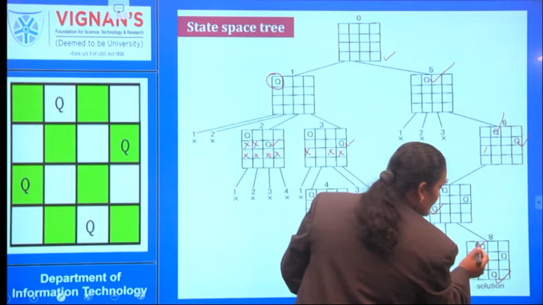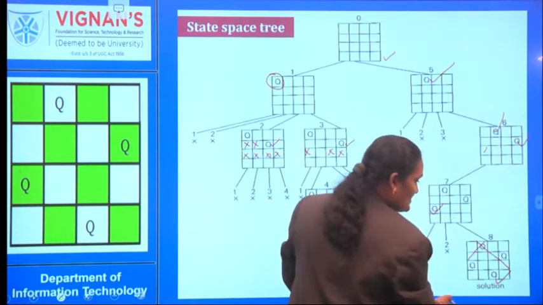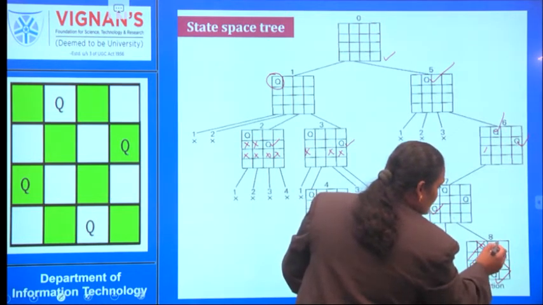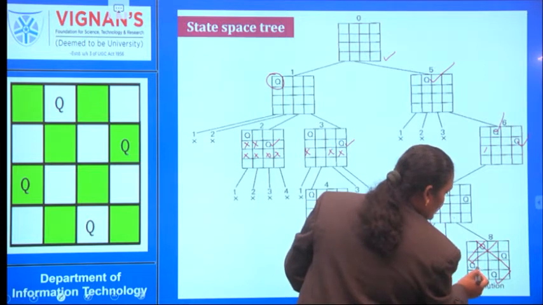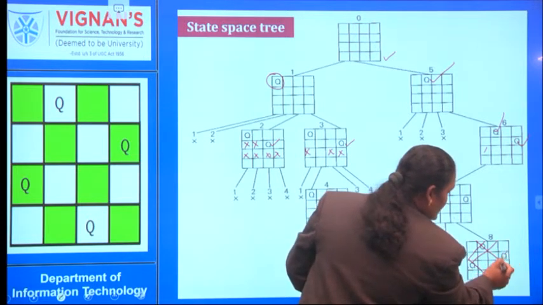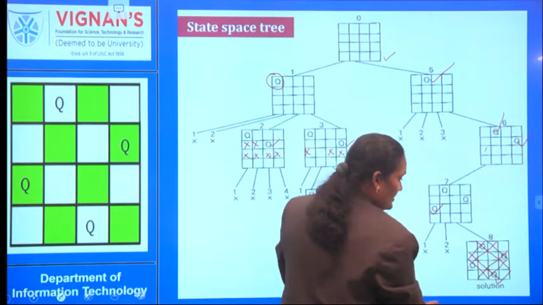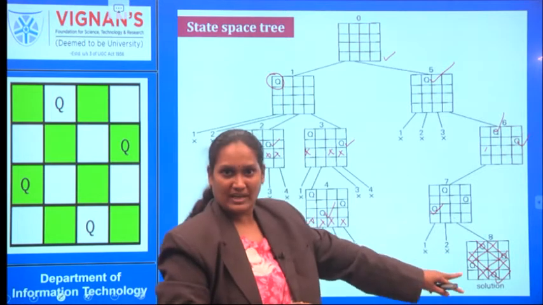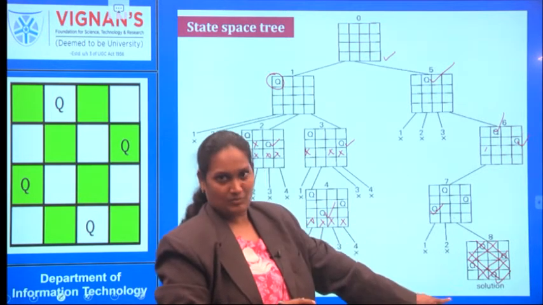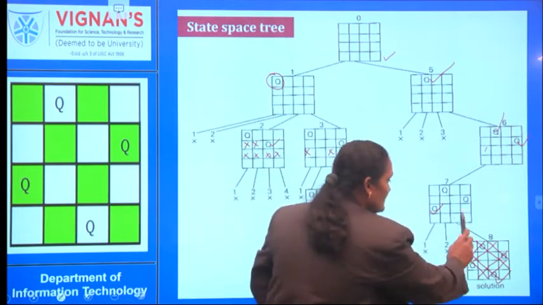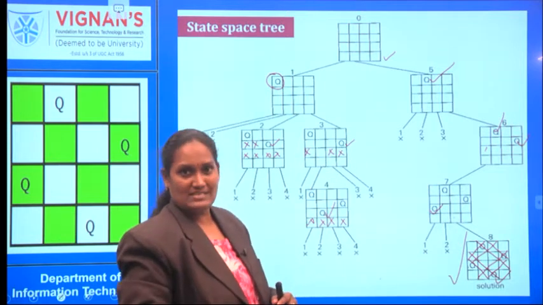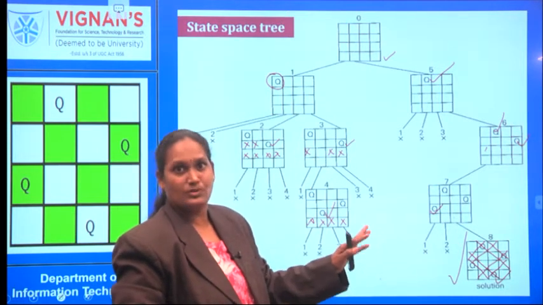Here, this is the diagonal of this queen, and this gives the diagonal of this queen, and this gives the diagonal of this queen, and this gives the diagonal of this queen. No two queens are on the same diagonal, same row and same column. So, this gives the solution for the 4 queens problem. One of the solutions for the 4 queens problem.